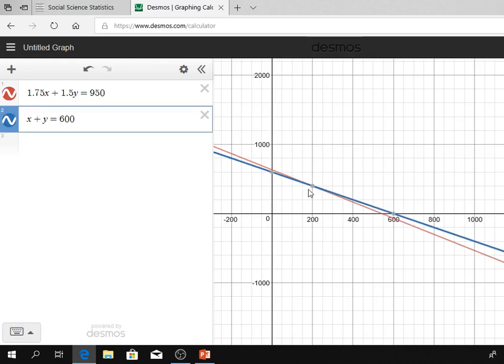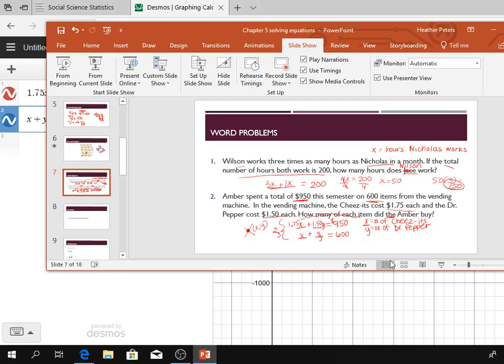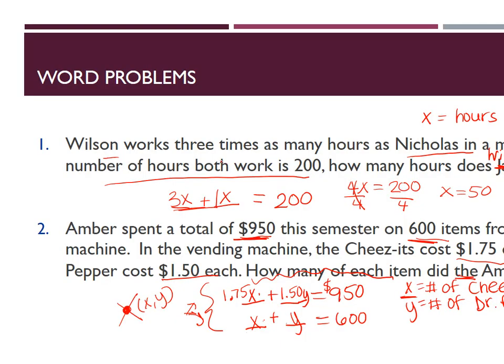So if you click on it, it'll tell you where that point is, and it's at 200, 400. So that means the solution to this is 200, 400, where 200 was your X and 400 was your Y. So that means I have 200 Cheez-Its and 400 Dr Pepper in order to make these equations both work. So I would recommend solving that by graphing, but you are welcome to solve it in any way that you see fit.